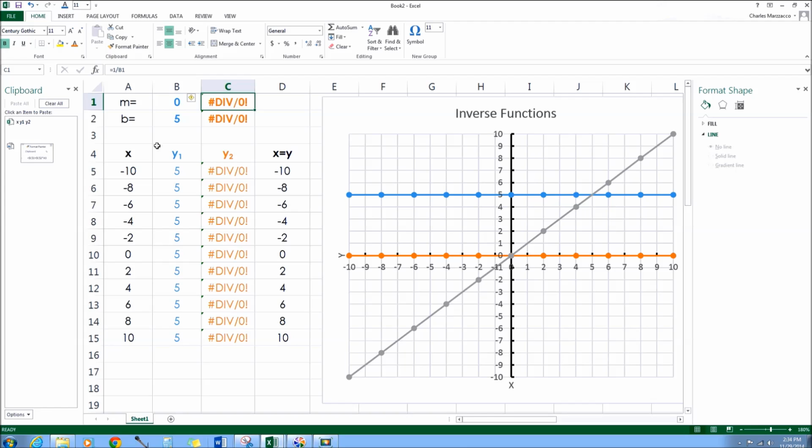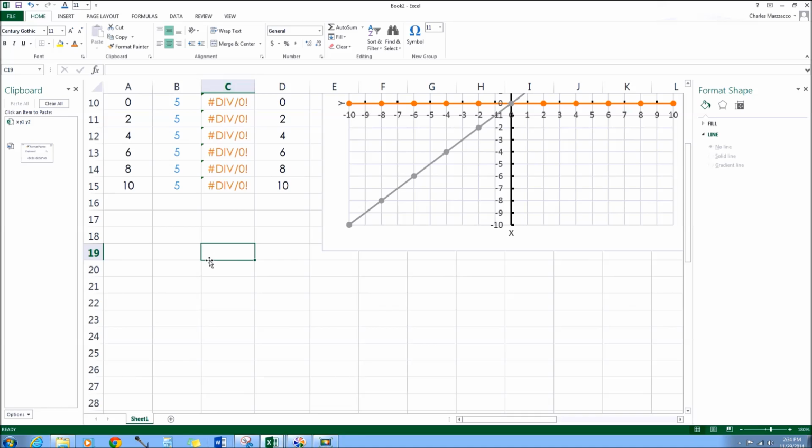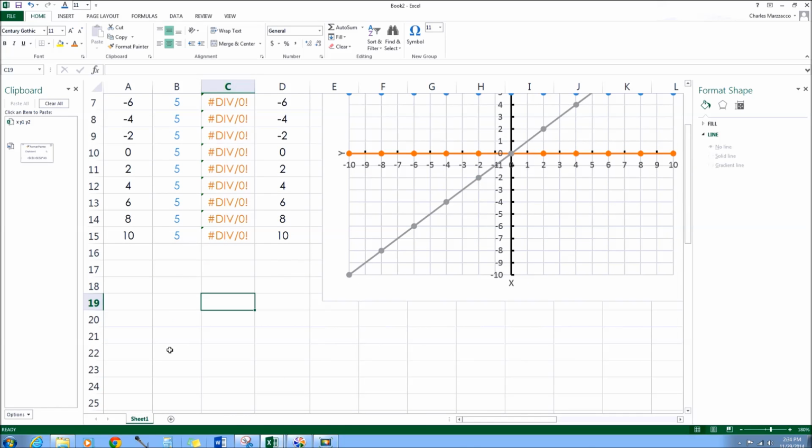So, well, the inverse of y equals 0x plus 5. So now x equals 0y plus 5. Yes, it's because you had the minus sign. So now we can just get rid of that, and you see, it's x equals 5.